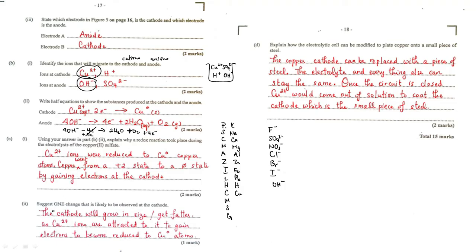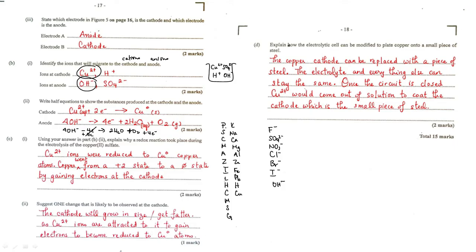Now, it says state just one change that is likely to be observed at the cathode. The cathode will grow in size, it will get fatter as copper 2 ions are attracted to it to gain electrons to become reduced to copper atoms.